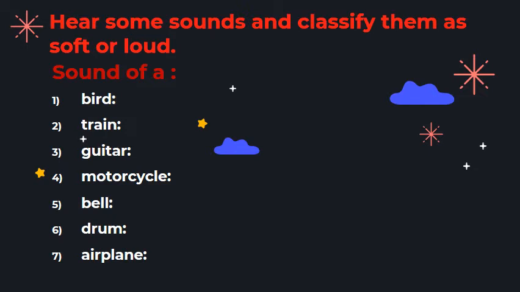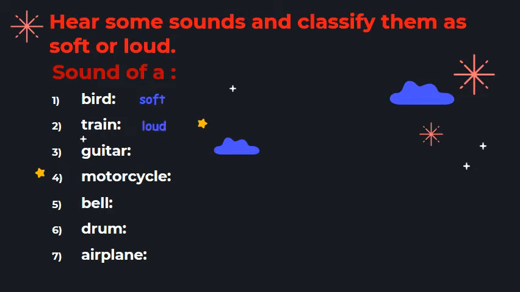Now let's practice by hearing some sounds, or imagine that you're hearing some sounds, and we have to classify them as soft or loud. We have the sound of a bird. What do you think? Is it soft or loud? I think that it's soft, and I enjoy listening to the birds while whistling. Number 2, train. Of course it's loud and it disturbs me a lot.